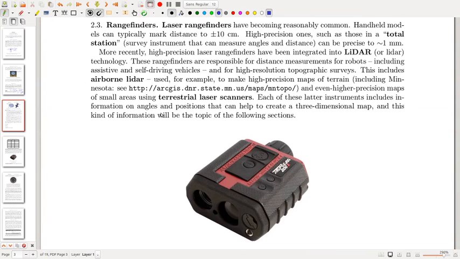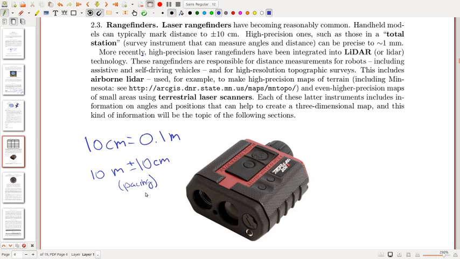All right, in addition to taping and these methods, another method that we have is using laser rangefinders. So handheld models of laser rangefinders can typically mark distance to plus or minus 10 centimeters. And so let's think about that in terms of pacing, right? So if 10 centimeters is equal to 0.1 meters, and if you have 1% accuracy when you're pacing, what this means is that if you pace 10 meters, you're going to be 10 meters plus or minus 10 centimeters.